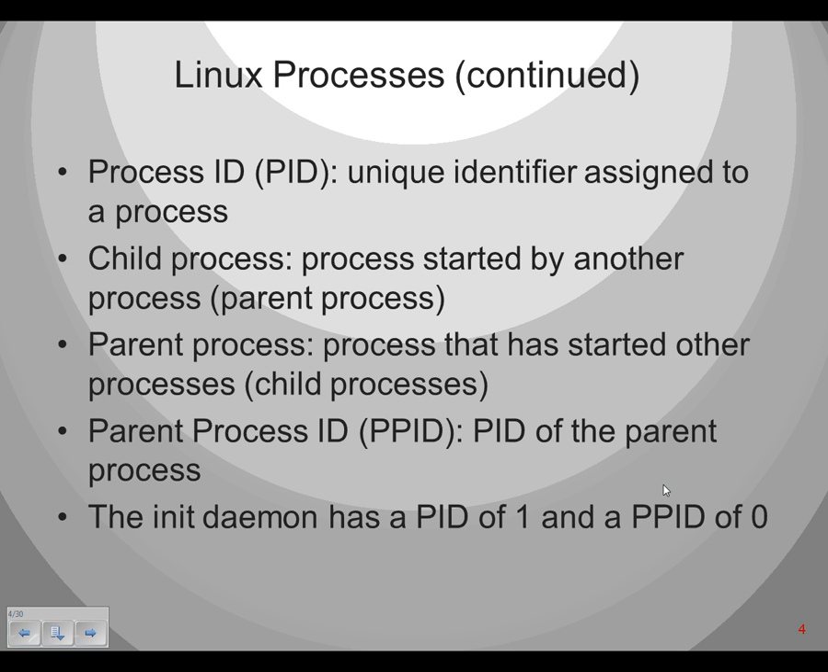Every process has a unique process ID, referred to as a PID, that allows the kernel to identify it uniquely. Each process can start an unlimited number of other processes, called child processes. Each process has a parent process and a parent process ID. The INIT daemon has a process ID of 1 and a parent process ID of 0.